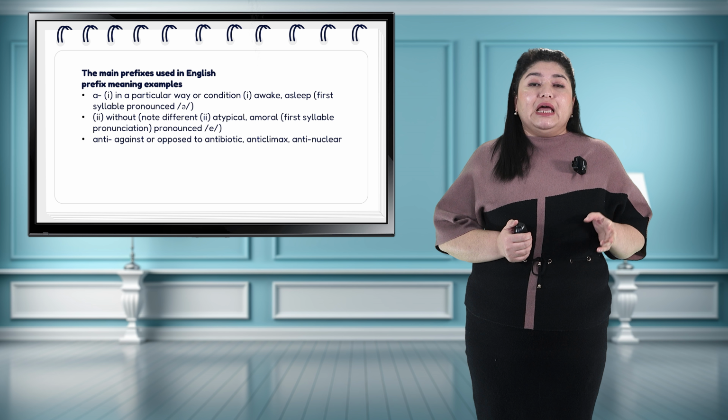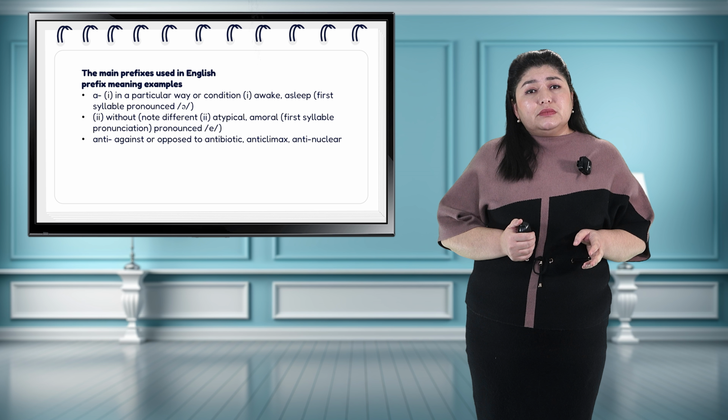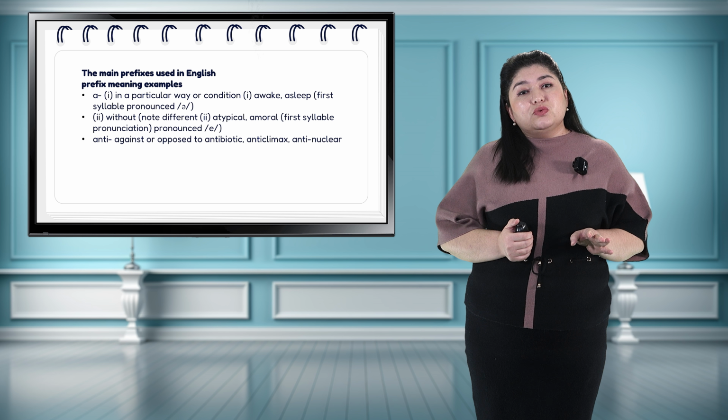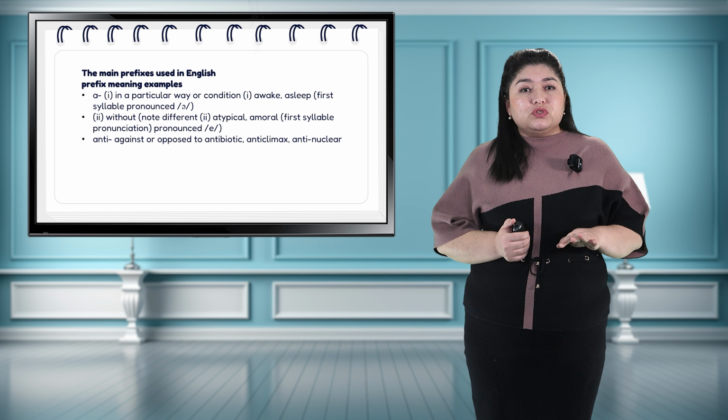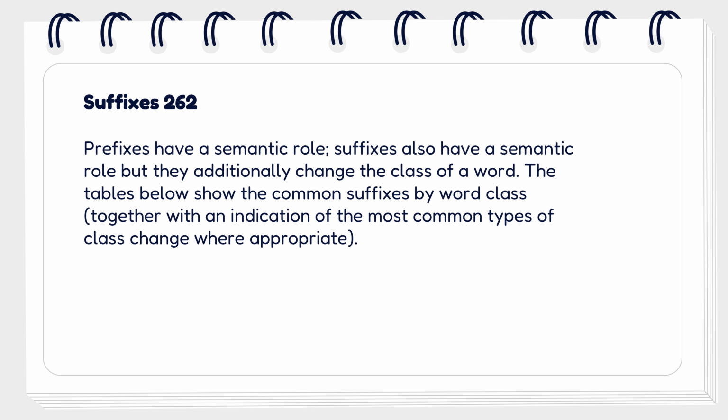Prefixes. The main prefixes used in English: prefix, meaning, examples. For example, a, meaning in a particular way or condition, for example, awake or asleep. Or a, meaning without or not, different: atypical, amoral. Or anti, meaning opposite to: antibiotic or anti-nuclear, and so on. Prefixes have a semantic role. Suffixes also have a semantic role, but they additionally change the class of a word. Suffixes by word class, together with an indication of the most common types of class change where appropriate.